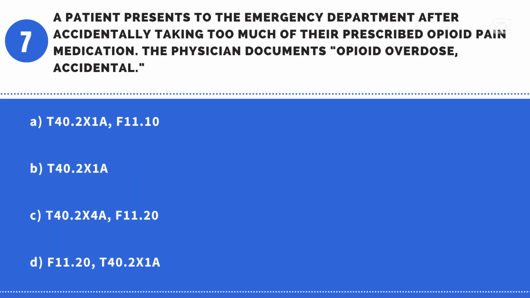Question 7. A patient presents to the emergency department after accidentally taking too much of their prescribed opioid pain medication. The physician documents opioid overdose, accidental. A.